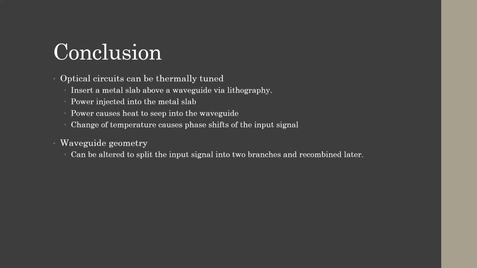So in conclusion, our research points that optical circuits can be thermally tuned by inserting a metal slab above a waveguide via lithography, with power injected into the metal slab. The power causes heat to seep into the waveguide, and then the change in temperature causes phase shifts of the input signal. We also found that the waveguide geometry can be altered to split the input signal into two branches and recombine later.